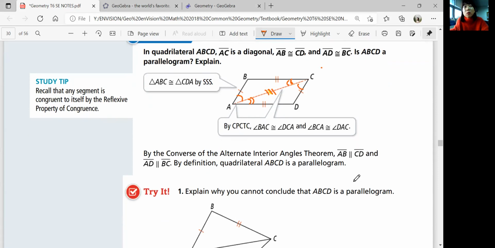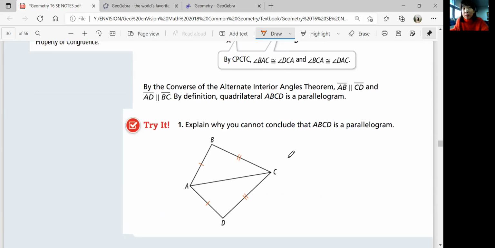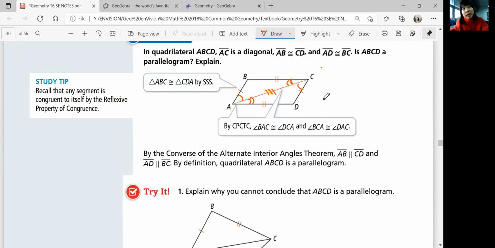Okay, so try number 1. Explain why you cannot conclude that ABCD is a parallelogram. When you just look at it, you just know the sides are not parallel. AB and CD, they're not parallel. AD, BC, they don't look parallel. But how can you conclude with the given information? Okay, because we have BC congruent to CD. We have AB congruent to AD. And you can try going through the same method here.